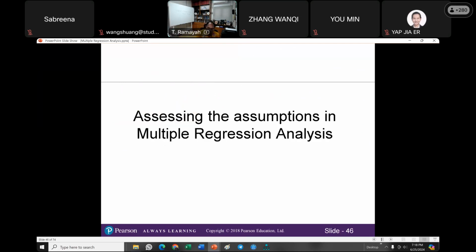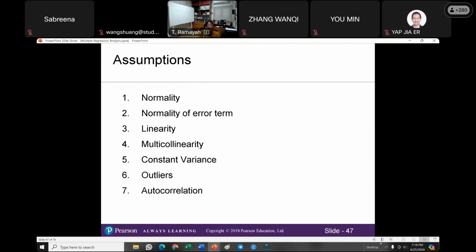So in multiple regression, we have 7 assumptions. The first assumption is called normality. This normality test, we cannot test using the software. We need to use a website called Web Power, so that we will not do. Normality of the error term, we can test. Then we will look at the linearity, multicollinearity, constant variance, outliers, and autocorrelation.